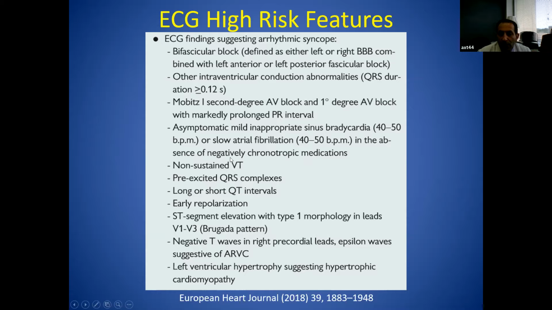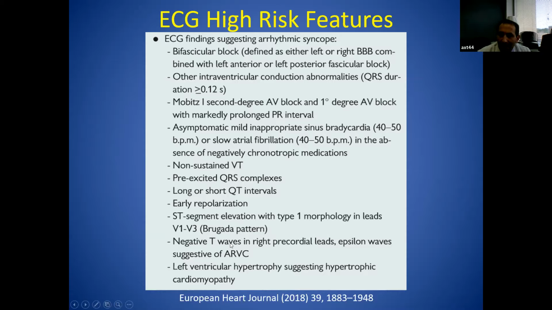If you're noticing episodes of non-sustained VT on telemetry, if you're seeing pre-excitation, if you're seeing a long or short QT interval, if you have early repolarization, if you have a Brugada pattern, those are the things you want to look for on the EKG and telemetry.